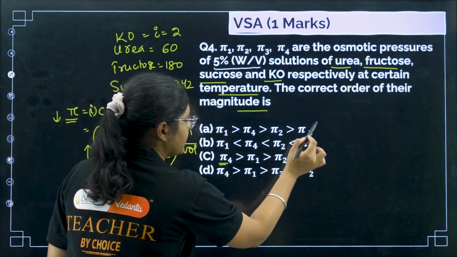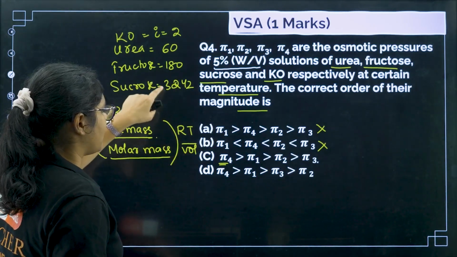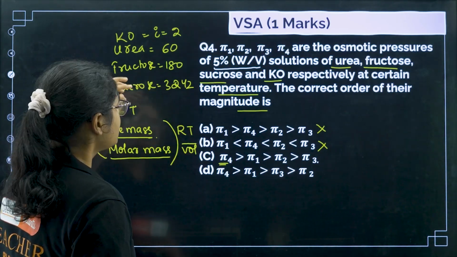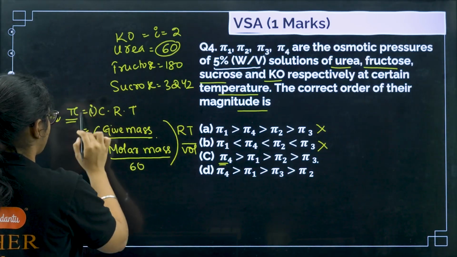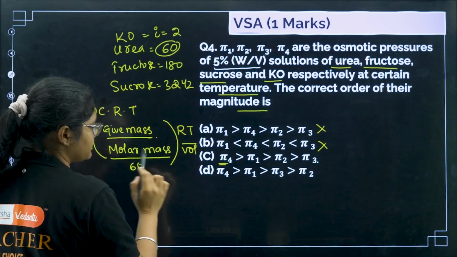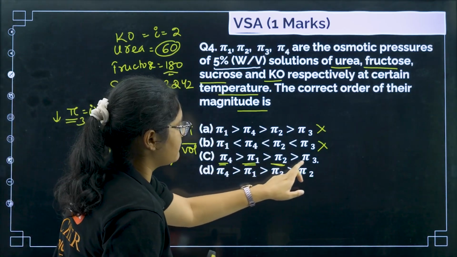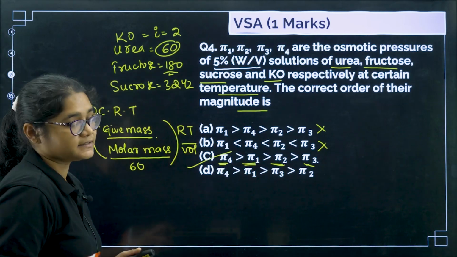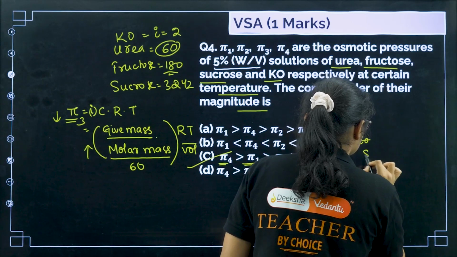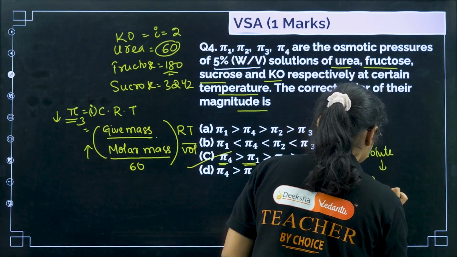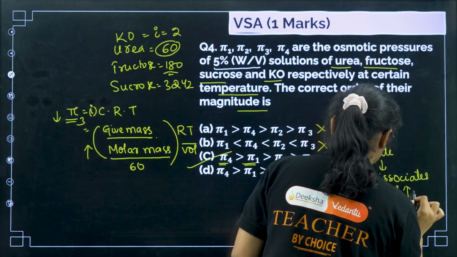So we can eliminate these two options. Now coming to the next one, where the molar mass is maximum, the pi value will be lowest. Here the molar mass is minimum, 60, so pi 1 will be the highest value. After that, next you have 180, so pi 2 will come, and lastly pi 3 will come. So option number C is the correct answer here. Always remember, when a solute dissociates, the i value increases.